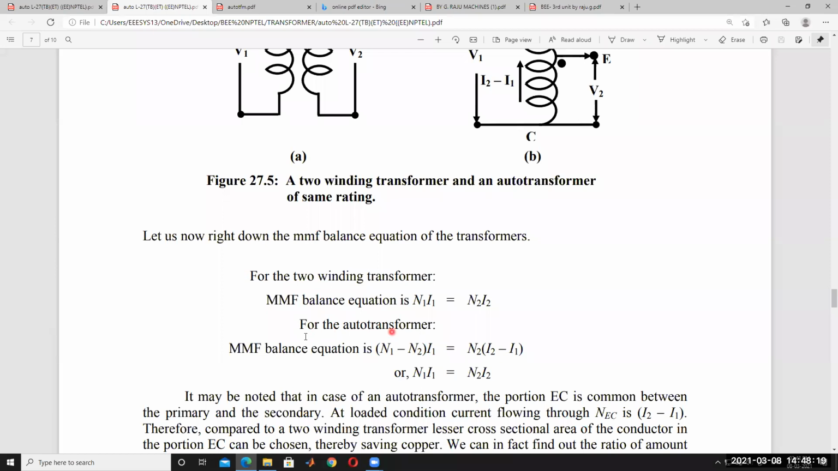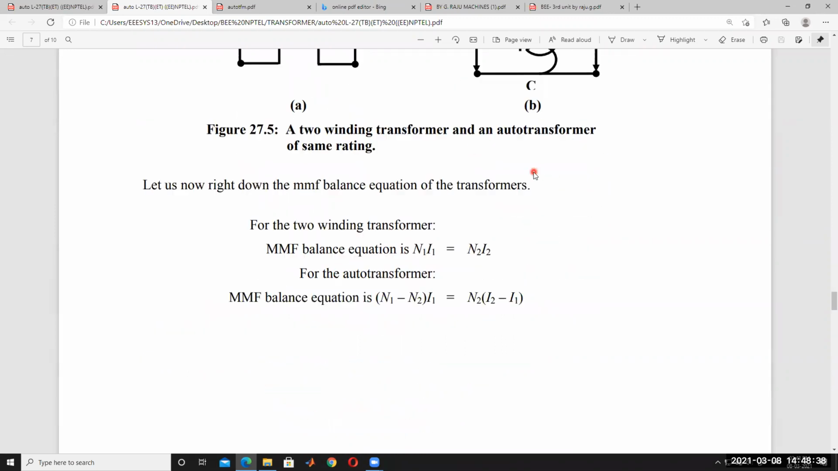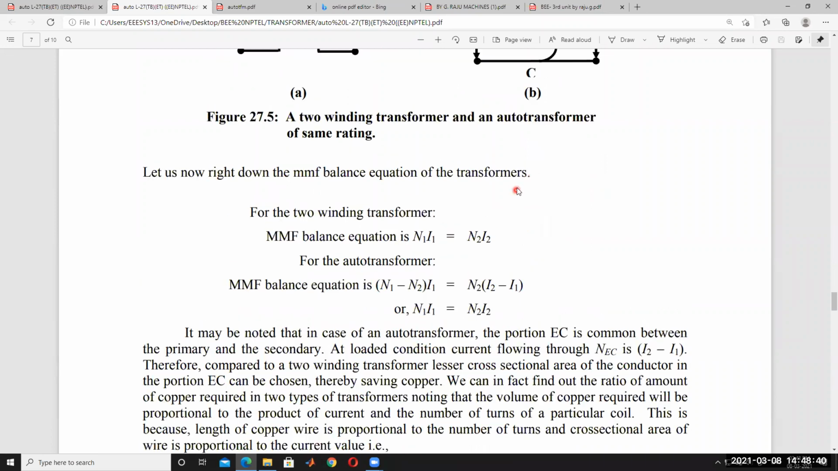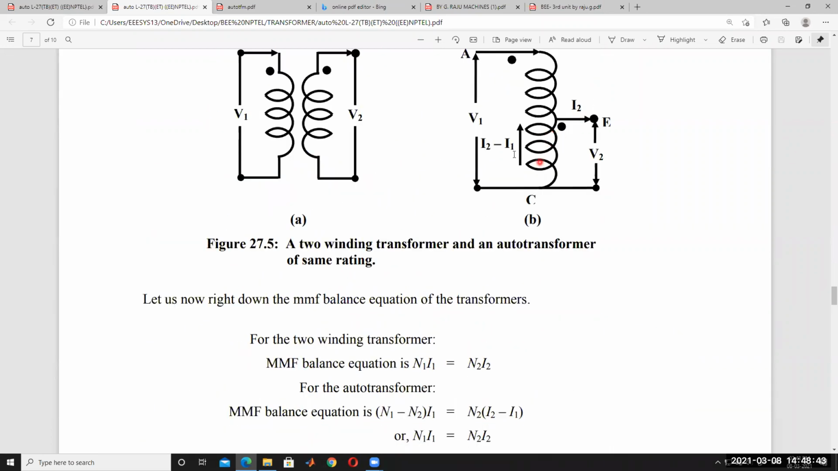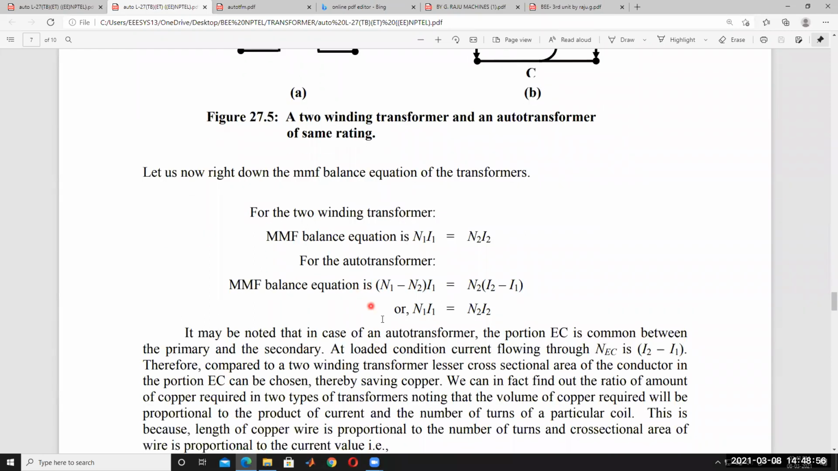For the auto transformer, the MMF balance equation has N1 minus N2, the number of turns in this winding, into I1. The total number of turns between A and C is N1, and the number of turns between E and C is N2. So N1 minus N2 into I1 is equal to N2 into the current here, which is I2 minus I1. Similarly, N1 I1 is equal to N2 I2. This is called the MMF balance equation of the transformer.